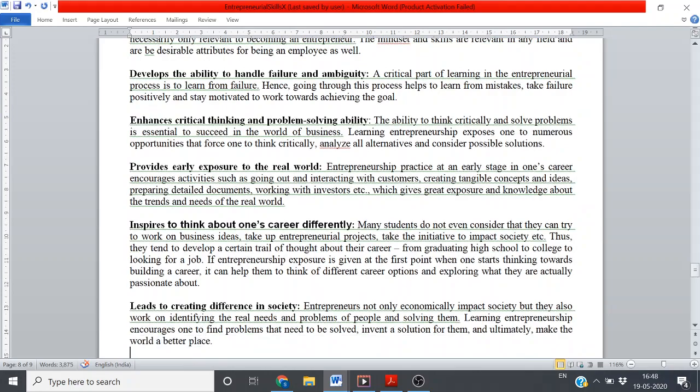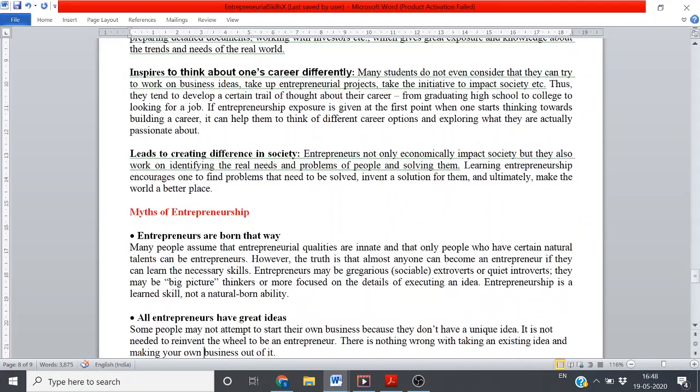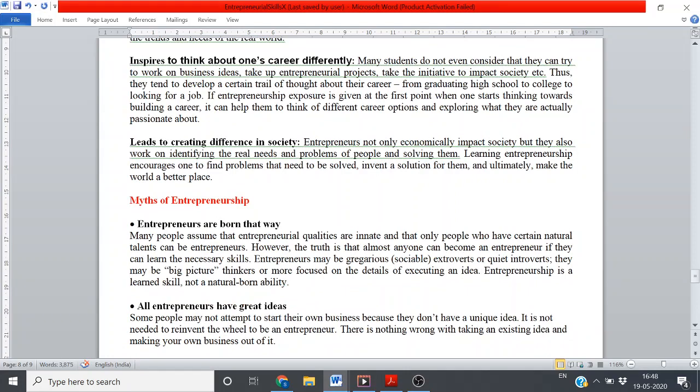Leads to create difference in society. What difference in society means, we have already studied that society and entrepreneur are linked to each other. Society creates the problem and entrepreneur solves those problems. I have talked about Swiggy before, like it was the demand of society to eat the food of the restaurant without going outside. So Swiggy solved it. So Swiggy was an entrepreneur.